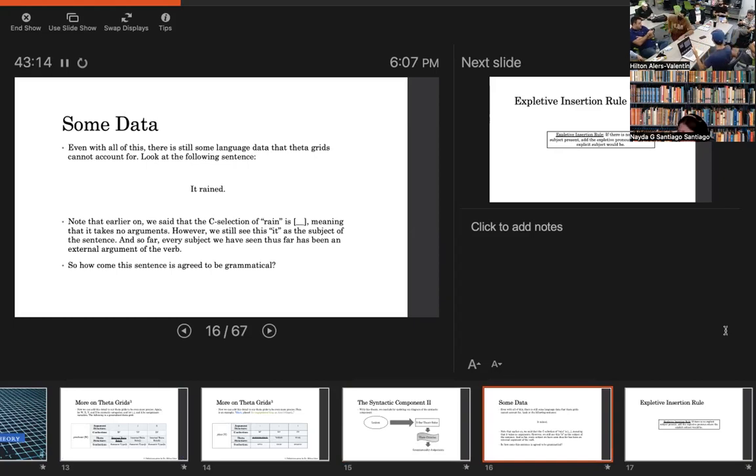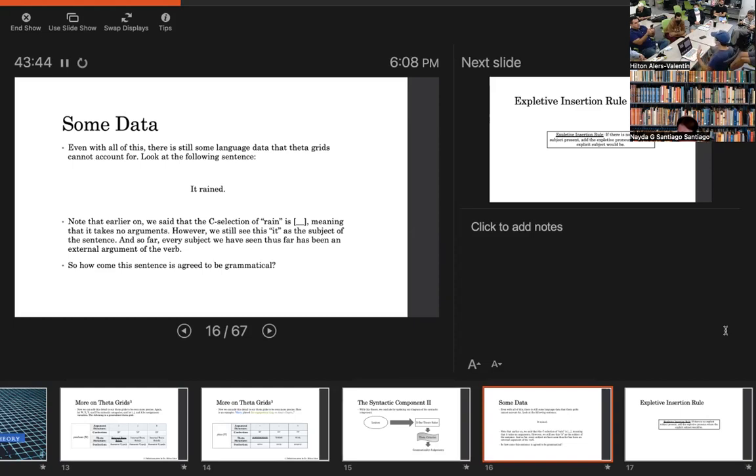Does this satisfy the theta grid? No, not even. Look here, the theta grid for rain, what you call the subcategorization, is just the verb itself. It requires nothing. It's not that you can have whatever it wants; it's that it needs nothing as a complement or a subject. It needs to be by itself. And this is the case with a lot of weather verbs, like it snowed, it rained, it was sunny, or stuff like that.